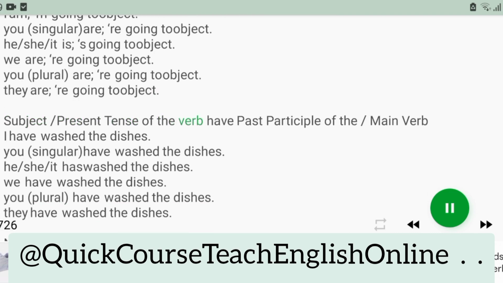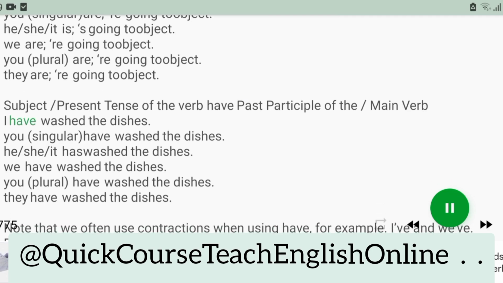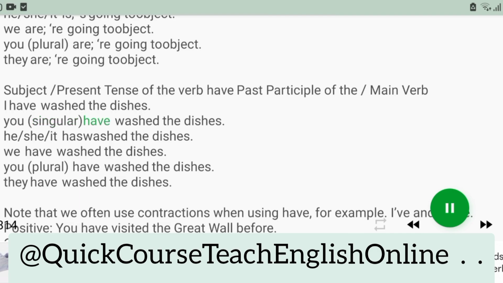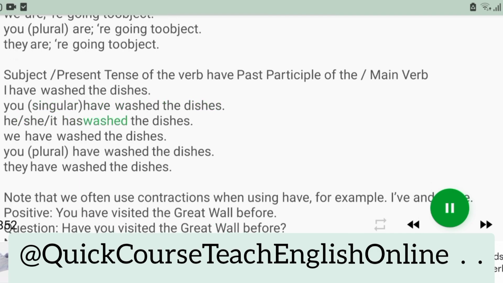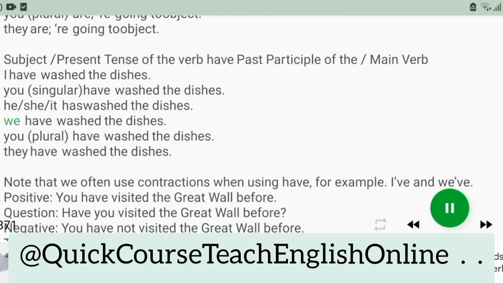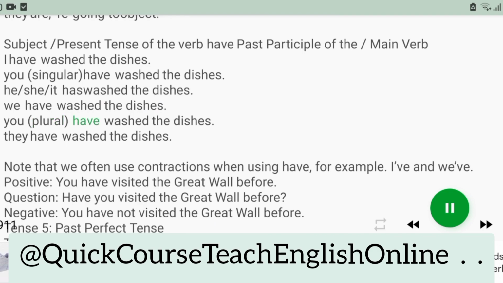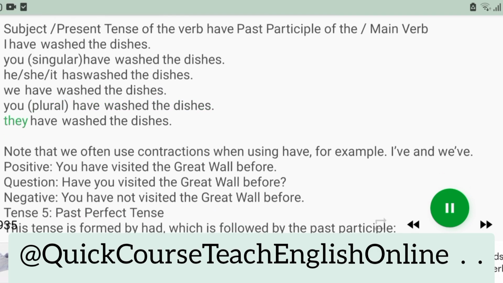Subject. Present tense of the verb have. Past participle of the main verb. I have washed the dishes. You, singular, have washed the dishes. He, she, it has washed the dishes. We have washed the dishes. You, plural, have washed the dishes. They have washed the dishes.